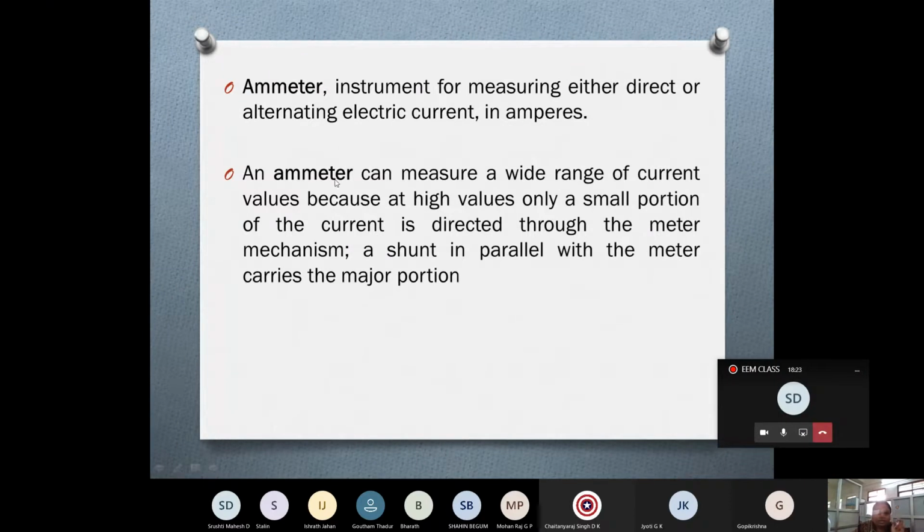Then an ammeter can measure a wide range of current values because at high values only a small portion of current is directed through a meter mechanism, so that a shunt in parallel with the meter carries a major portion. This is about the ammeter.